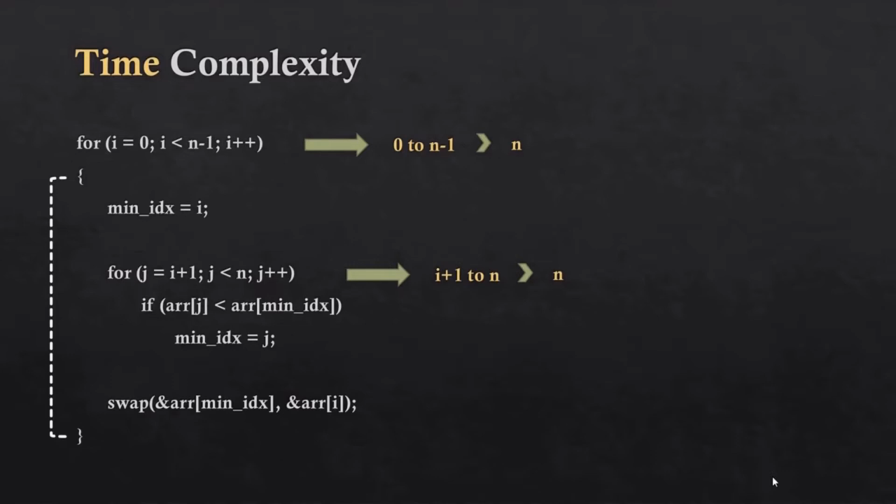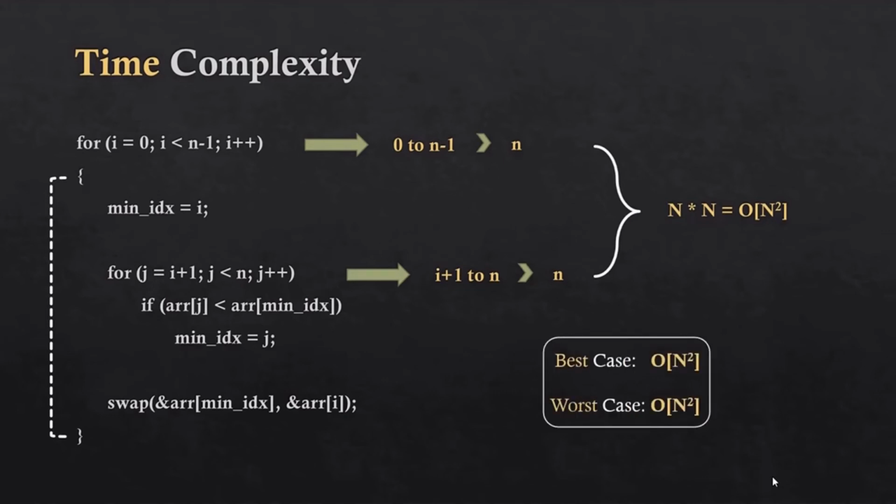And by combining both the loops, we can conclude that the time complexity of selection sort is big O n square. As it has to iterate all the values, whether it finds the minimum or not, the best and worst case of selection sort will also be big O n square.